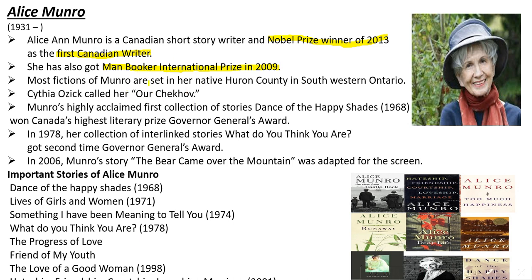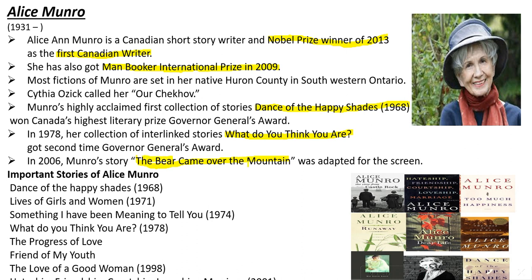Munro's most popular work, as we know, is Dance of the Happy Shades, which has won the highest literary prize, the Governor General's Award. In 1978, she published a collection of interlinked stories named Who Do You Think You Are?, which has also got the Governor General's Award. In 2006, Munro's story, The Bear Came Over the Mountain, was adapted for the screen.